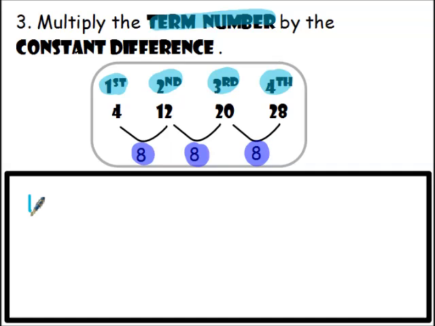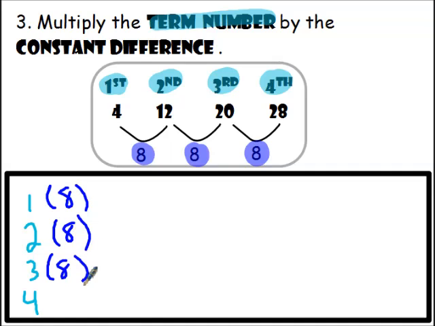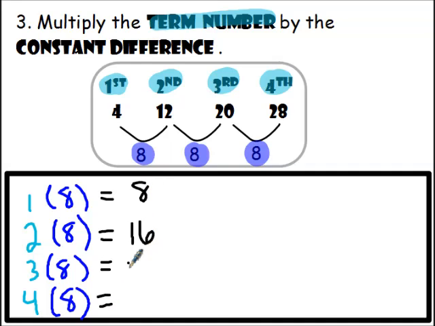So we have 1, 2, 3, and 4. And each time we're going to multiply by 8. So times 8, times 8, times 8, and times 8. When we do that, we'll come up with a value. 8, 16, 24, and 32.